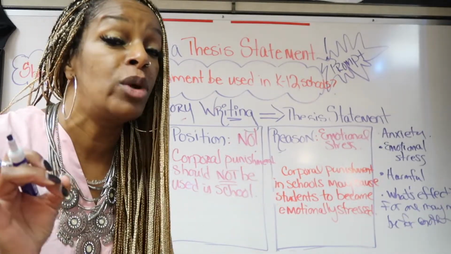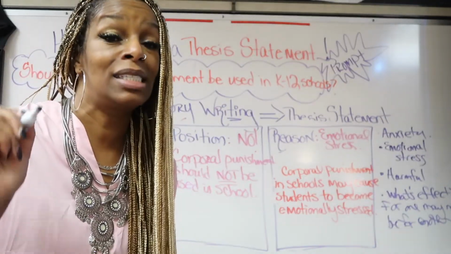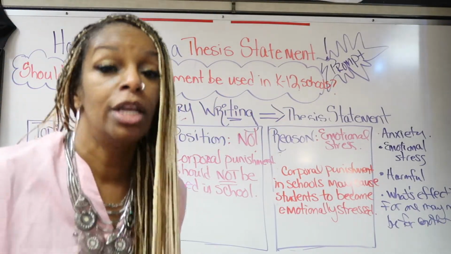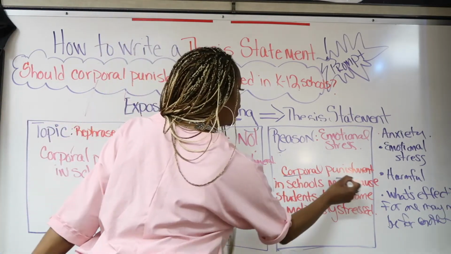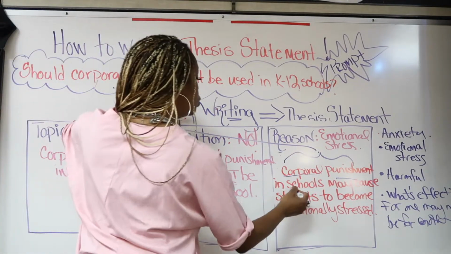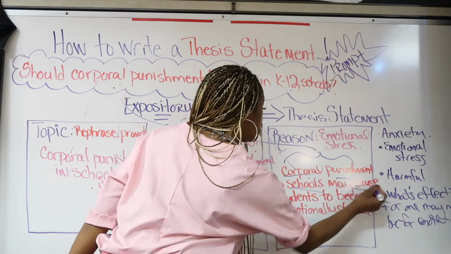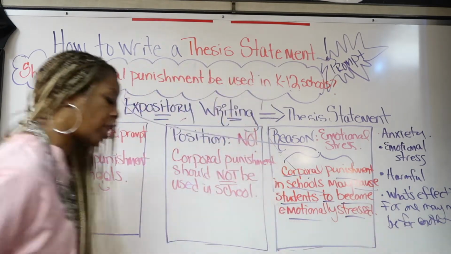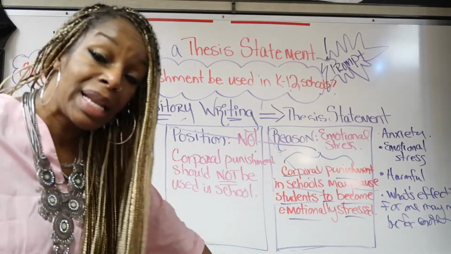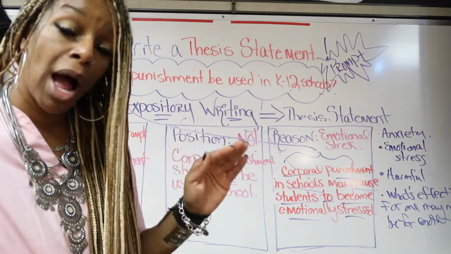They want to make sure they're following the prompt and answering the prompt, the right portion, because on your state standardized test, it will be in bold letters, telling you what you're writing on. So let's go back. We got corporal punishment. Corporal punishment is matching. In schools, we got schools, and then my reasons. Cause students to become emotionally stressed. So that's my reason. So do you have any questions? And then I'm going to explain this thesis statement in my body paragraph.